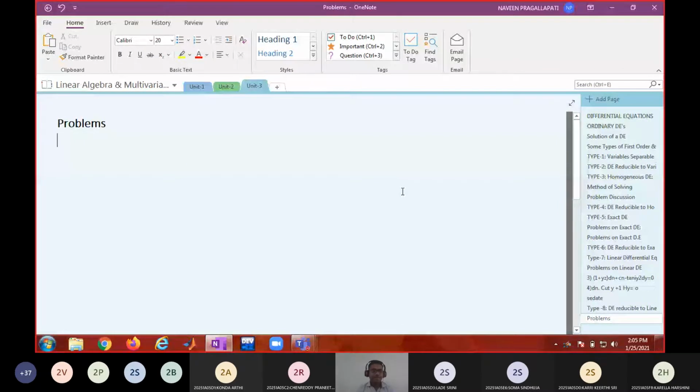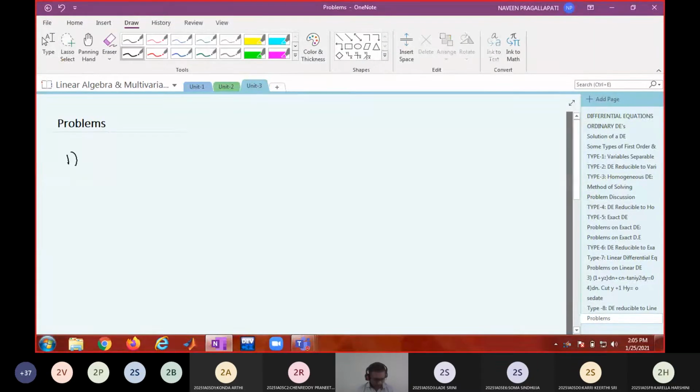Note down the first problem. y' + y/(2x) = x/y^3, with y(1) = 2. So this is an initial value problem because the differential equation with the initial condition is given.